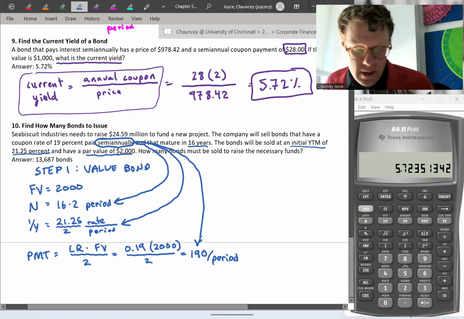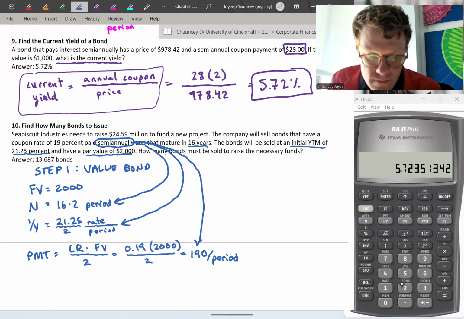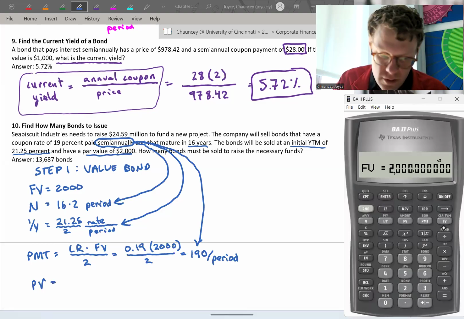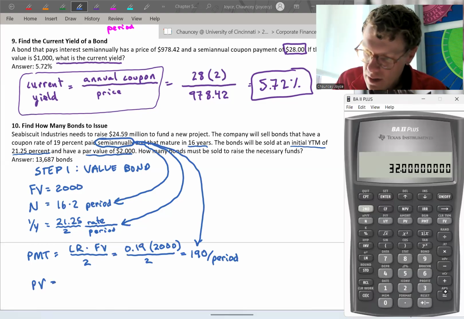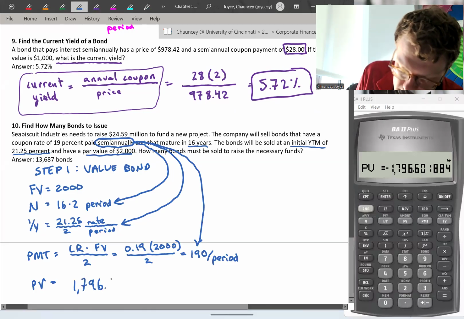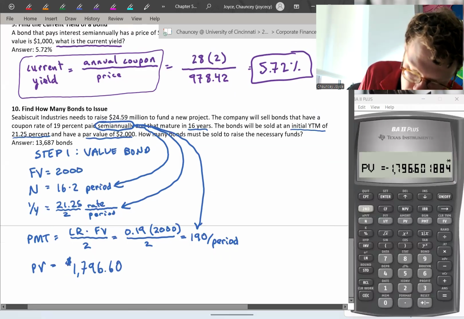So all we need to do is find the bond price. So we're computing for present value. So 2,000 is your future value. 16 times 2 is your N. 21.25 over 2 is your IY. You could do 0.19 times 2,000 over 2. And you see you get 190. Those 2s simplify for your coupon payment, and then you compute for your present value. The value of each bond is $1,796.60. That's an amount per bond.